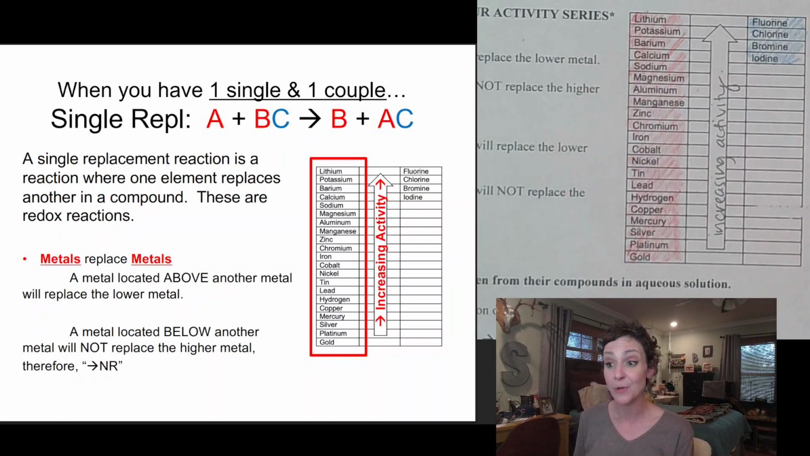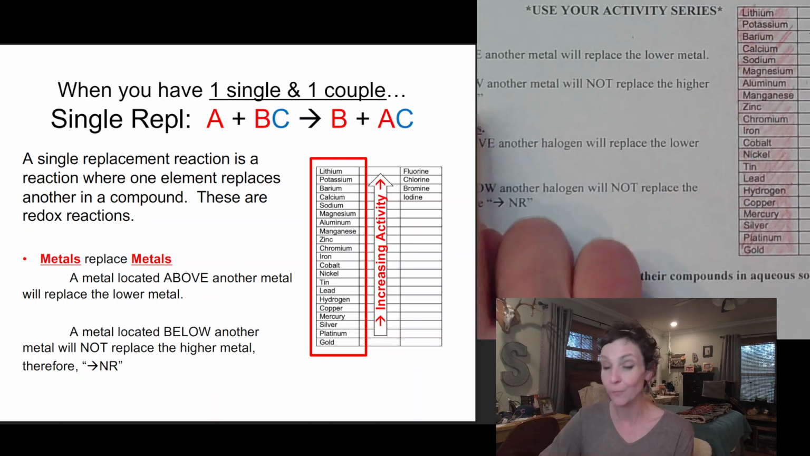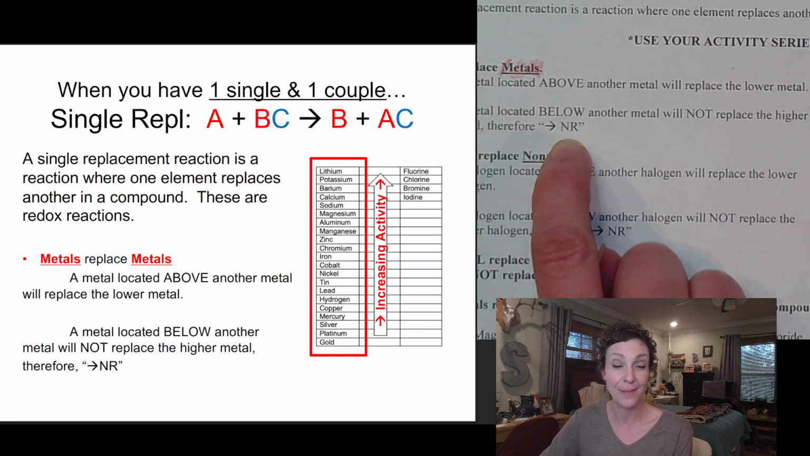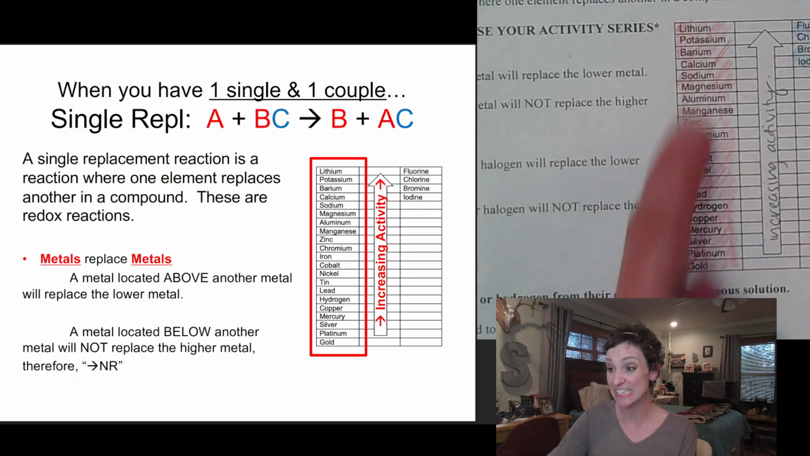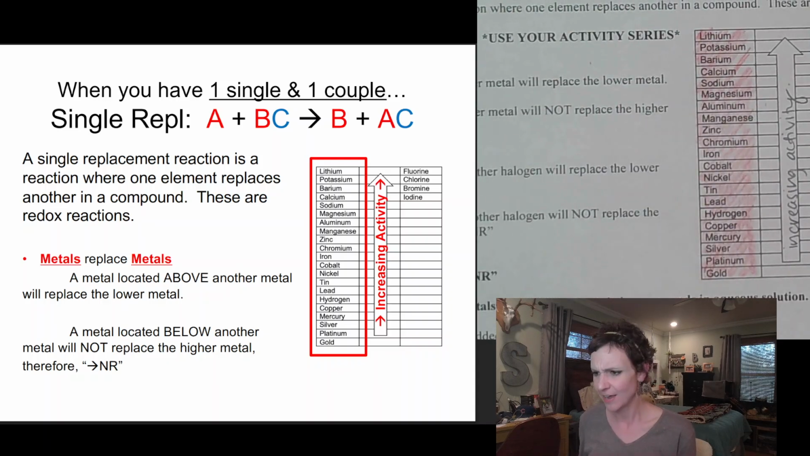So a metal that's located above another metal is prettier, so it will replace that other metal in a compound. But if the single element metal trying to come in is not as attractive, is lower on the activity series than the element it's trying to replace, it's not going to happen. That person in the couple is already like, no, I'm already with the more attractive person. No, thank you. You may not break up my happy couple. So I can write no reaction for my single replacement reactions if the activity series does not support it.